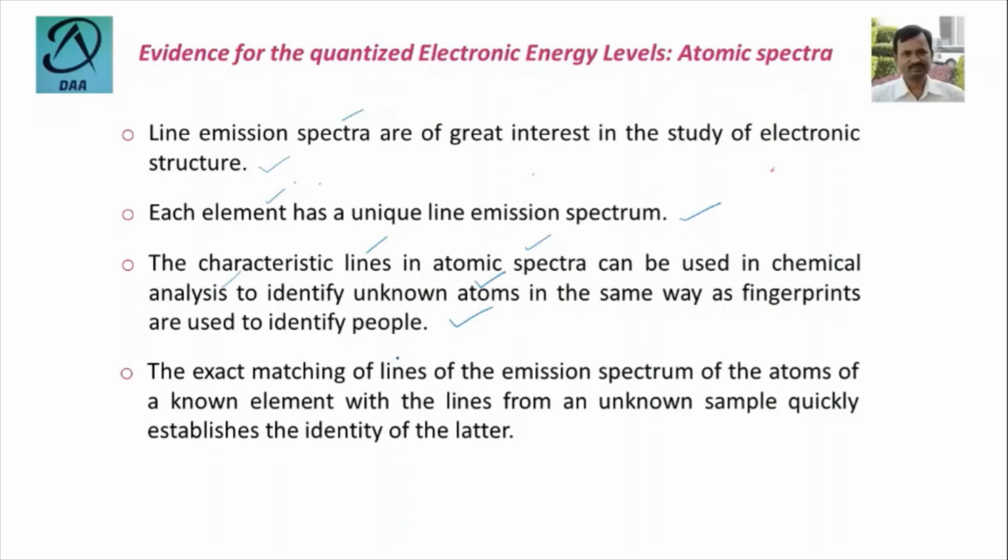The exact matching of the lines of the emission spectrum of the atoms of a known element with the lines of the unknown sample quickly establishes the identity of the latter. That means whatever line spectrum is already known for a particular element, suppose hydrogen, if you get the line emission spectrum of an unknown gas and it matches, then we can tell that the unknown gas is hydrogen.